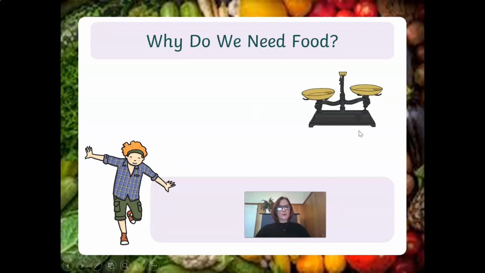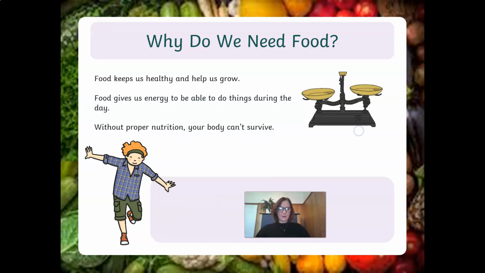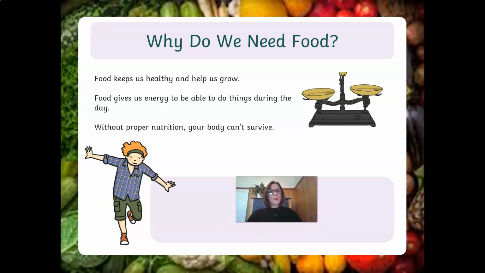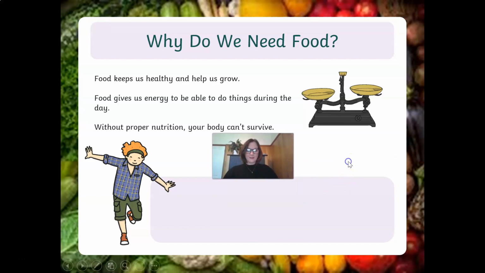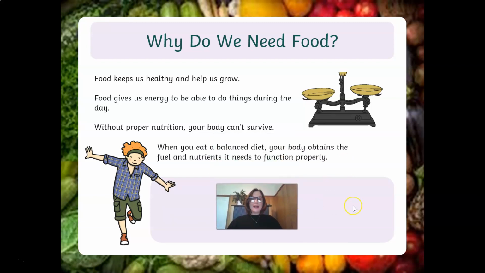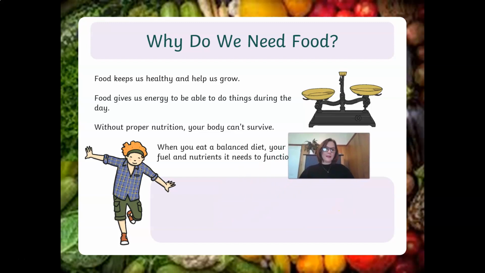So let's start off with, why do we need food? Food keeps us healthy and it helps us grow. Food gives us energy to be able to do things during the day. Without proper nutrition, your body cannot survive. When you eat a balanced diet, your body obtains the fuel and nutrients it needs to function properly.